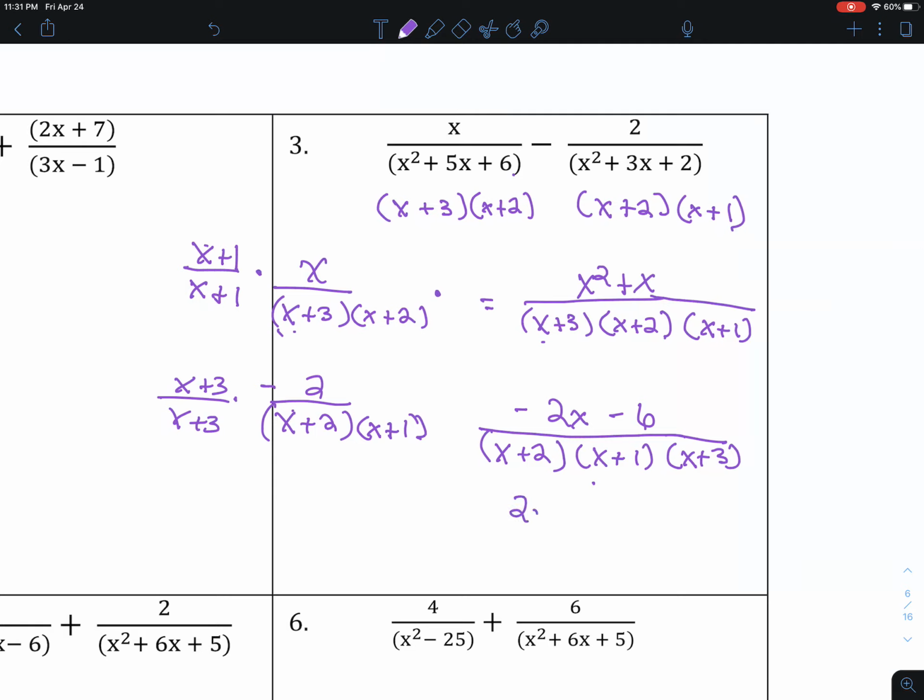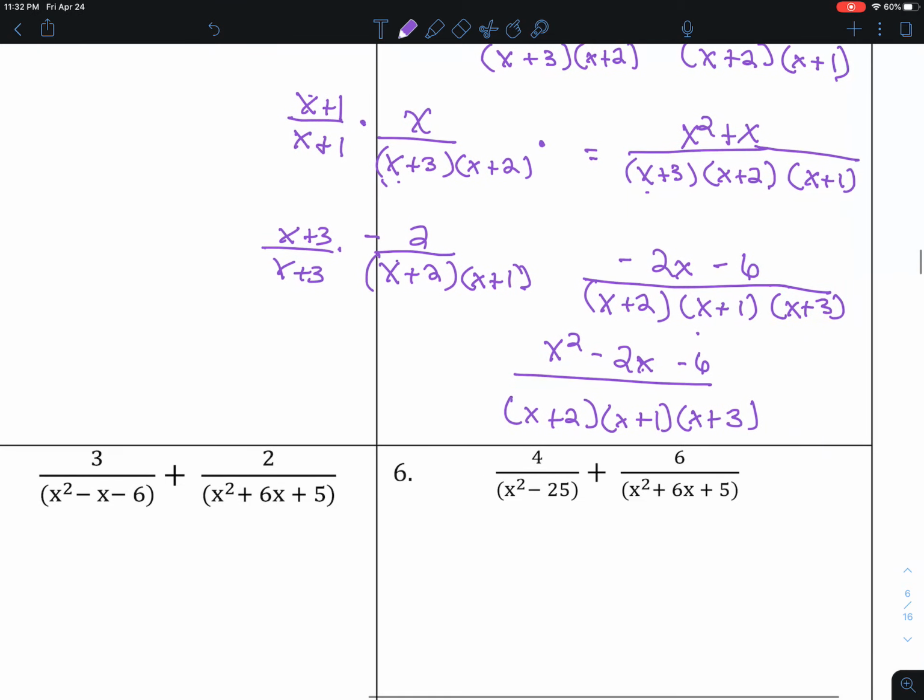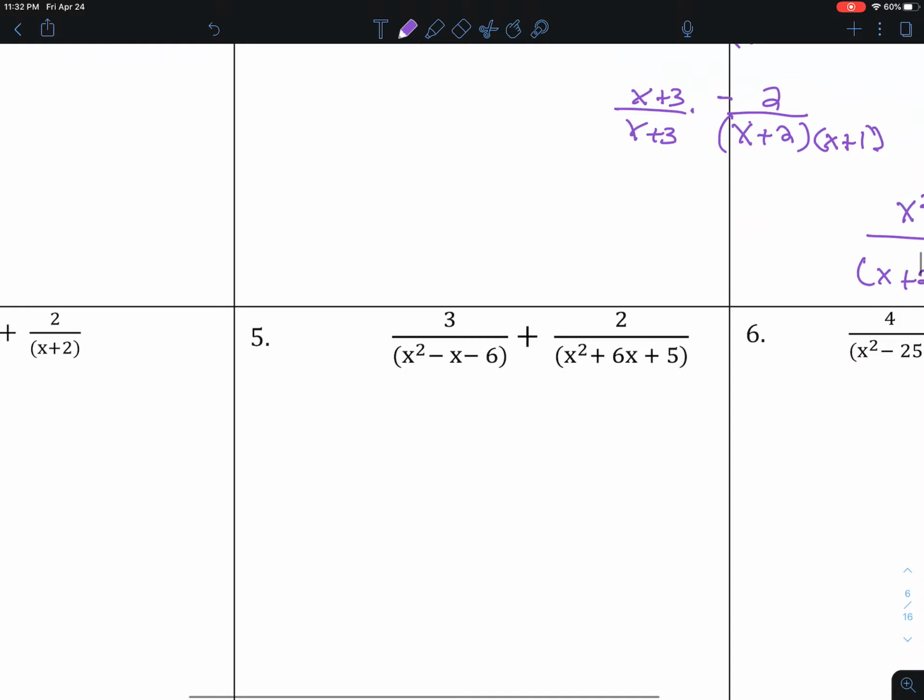So that is 2x, no, that's not. That's x squared minus 2x minus 6 all over x plus 2, x plus 1, x plus 3. Ooh, that was a lot. And can this factor? What can I multiply by 6 to get 2? I don't think anything. 2 and 3, 6 and 1, neither of those work, so that's it.